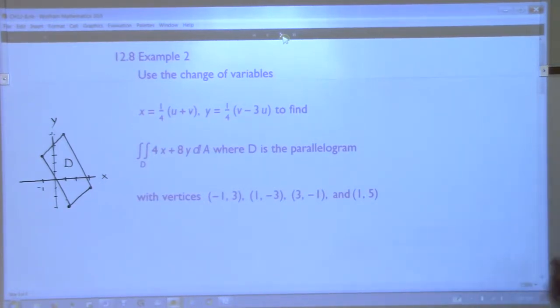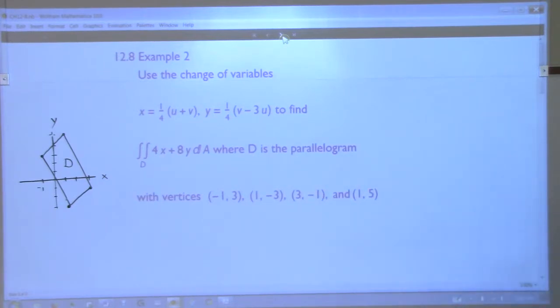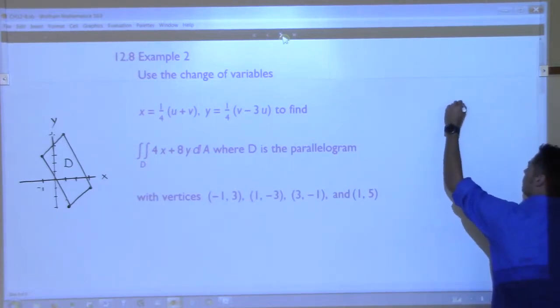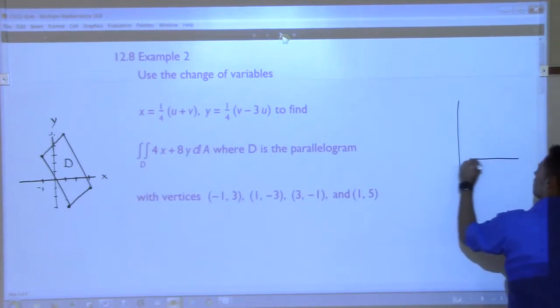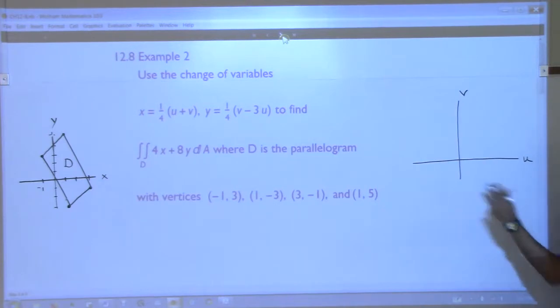So really, this is more about the method than it is about why we don't just do it the other way, all right? So how does this work out? There's a lot of little chores that need to be done at this point to make this region get switched over. So over here, I'm going to draw the UV plane. So we're changing our variables from x and y to u and v.